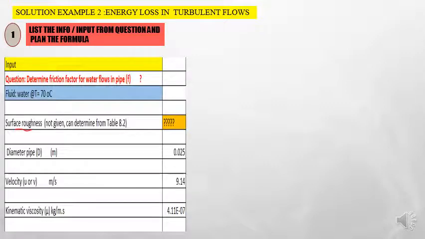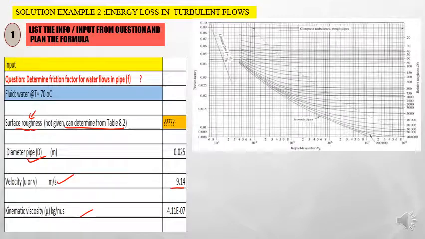You need to get the surface roughness. It is not given in the question, but the question tells you it is actually a category of ductile iron pipe. Okay, so you can get the value from table 8.2. And the diameter is given, which is 0.025. Velocity also given, which is 9.14. And kinematic viscosity also given, which is 4.11 times 10 to the power of minus 7. Okay, so we certainly know that we need this Moody's chart. Why? Because we want to get the F, friction factor, okay?